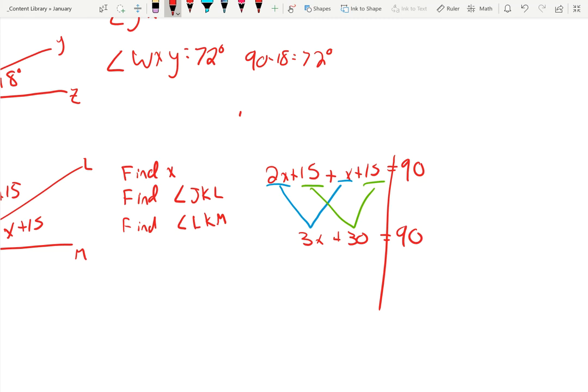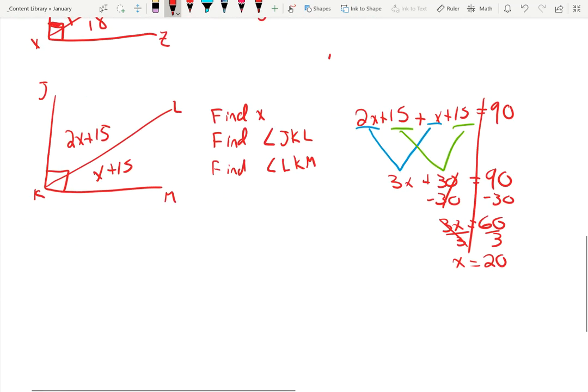So now, again, we've combined like terms. We just solve the equation. Subtract 30, we have 3x equal to 60. And then we divide by 3. We end up with x equal to 20. So this is not our angle size. X is 20. We know that. Not 20 degrees. X is just simply 20.